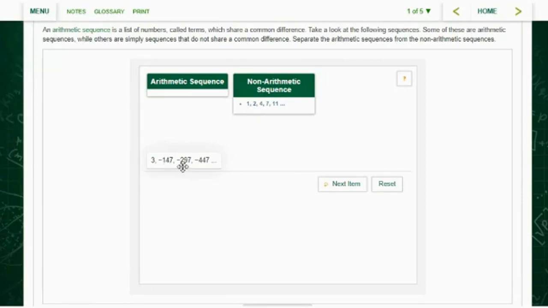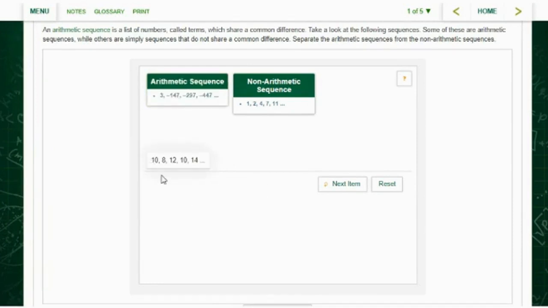3, -147, -297, -447. Big numbers, but is that arithmetic or is it not arithmetic? Is it adding or subtracting the same number every time? Yeah, that's arithmetic. Yes, it is. It's subtracting 150 every time. Starts at 3. When you subtract 150, you get there. Subtract 150. So we'll drag that there.